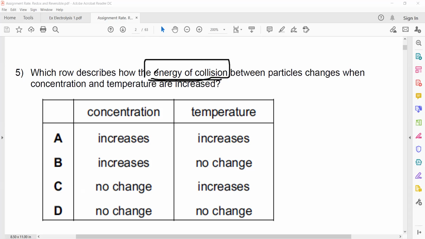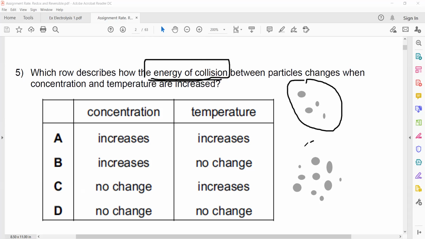Like if I use, say I was having 4 particles of reactant and I use 10 particles of the reactant. If I use the same temperature, if temperature is not changed, the energy of the collision will be the same. So no change in energy of the collision. And as I increase the temperature, the energy of the collision will also change. So with concentration, the concentration does not affect the energy of the collision. Number of collisions will change.